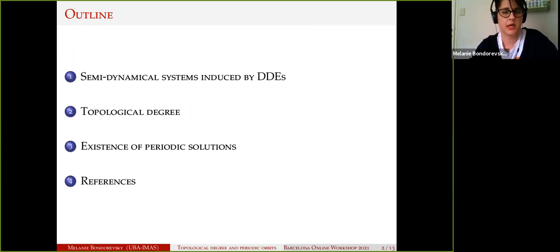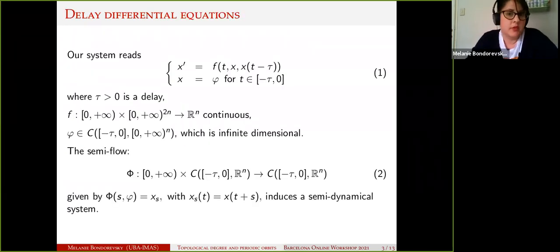So with this in mind, our systems read x'(t) = f(t, x(t), x(t - τ)). And of course, since this last term involves all this information, where of course τ is a positive delay, in order to establish an initial condition, we need to say which is the value in the whole interval. So the initial condition is a continuous function in this space that is, of course, infinite dimensional.